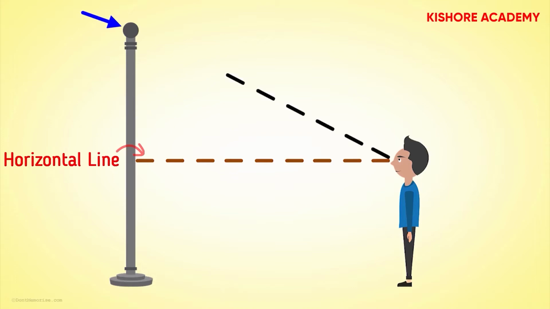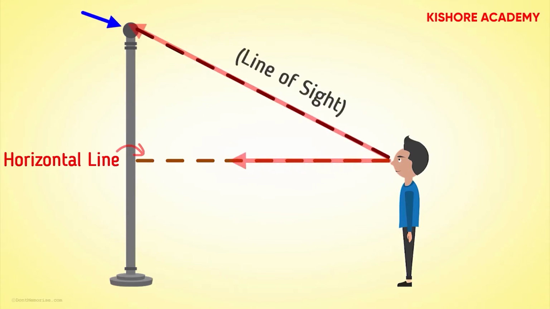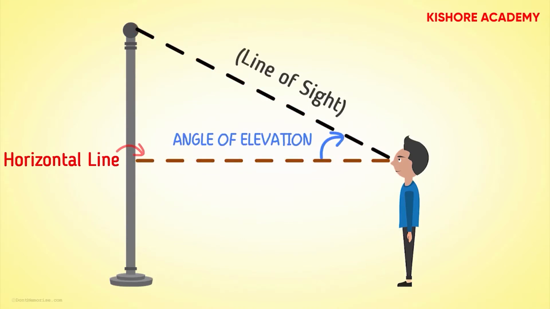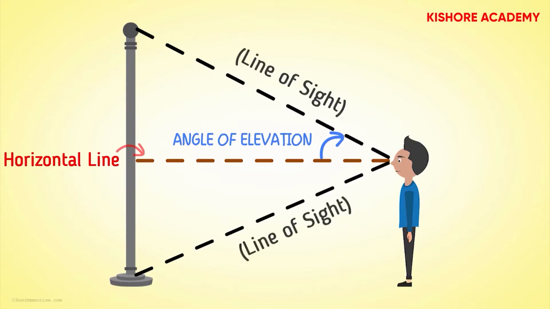If I want to see an object which is above the horizontal line, now the line of sight changes. There should be an angle formed. This angle is known as angle of elevation. If I want to see an object which is on the floor, now also the line of sight changes. Here also an angle is formed. This angle is known as angle of depression. This is the first thing.